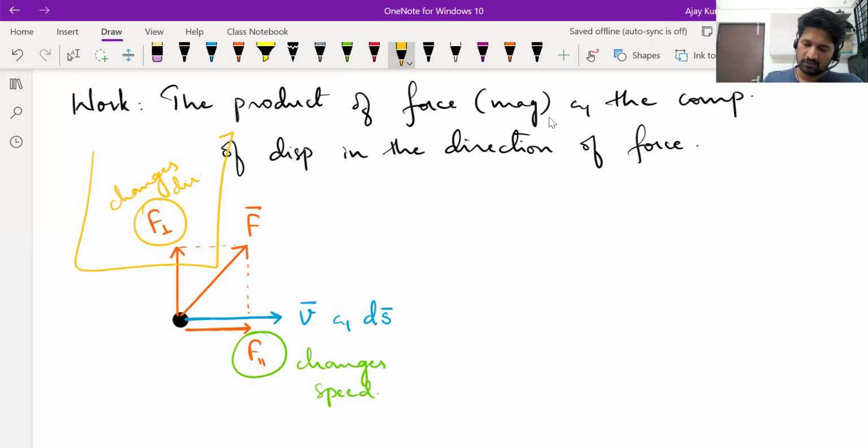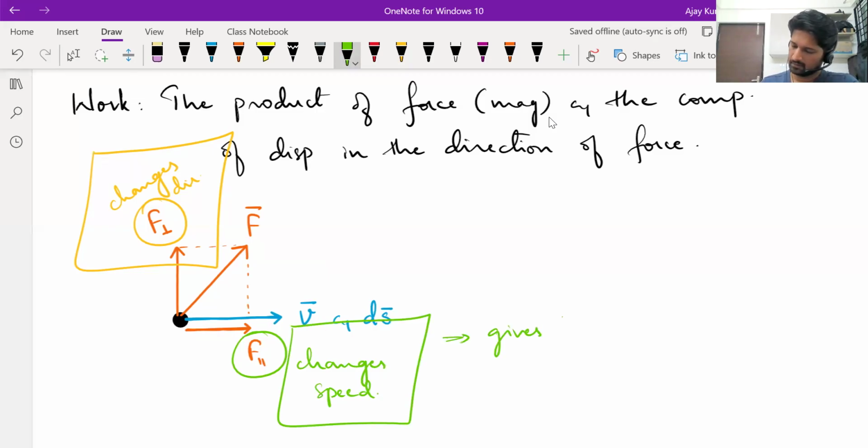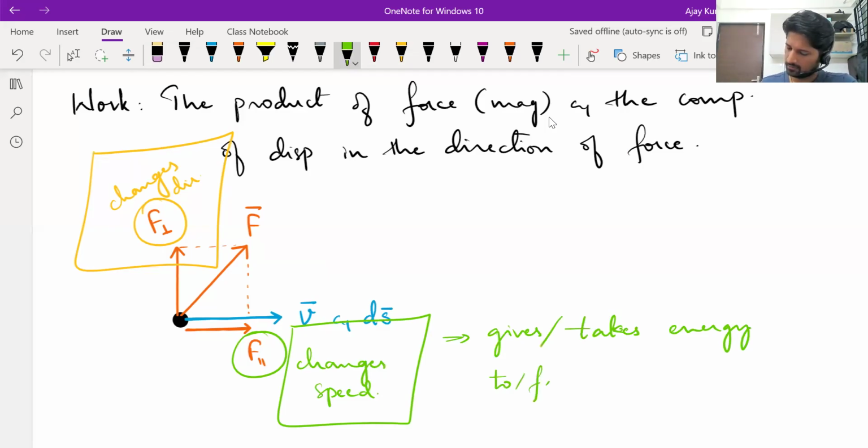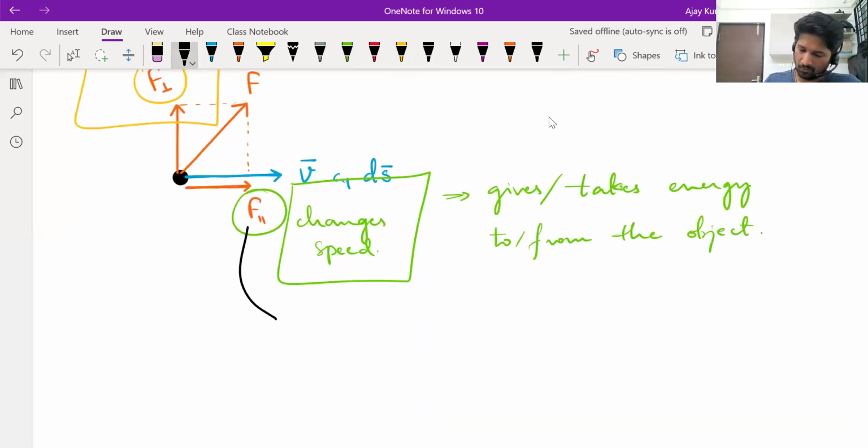Perpendicular force does not do anything in terms of energy. It doesn't make the object go faster. It doesn't make the object go slower. So that component of force is not involved in the transfer of energy. Okay. Parallel component changes speed, means it gives or takes energy from the object. Okay. Give also is there, no? So gives or takes energy to or from the object. And giving or taking energy is what we mean by doing work. Okay. That means this is the component which does work.